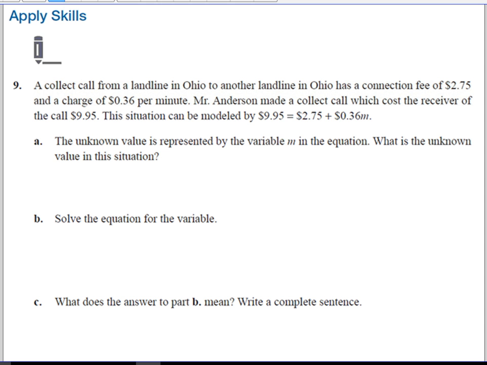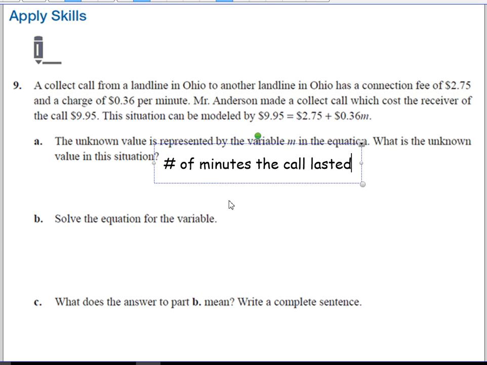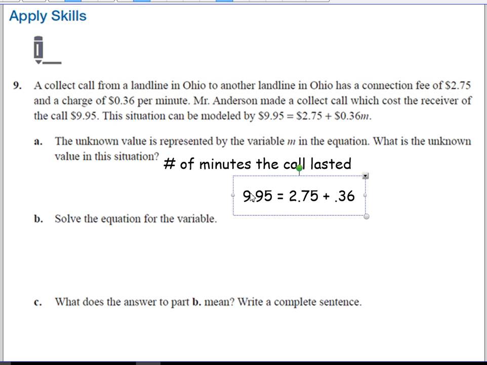So the unknown variable M in this case represents the number of minutes the call lasted. And it's nice that they used M to represent minutes. That's what I would have done. And so we're solving the equation. So again, they gave us the equation of 9.95 equals 2.75 plus 0.36 M. So we need to work backwards.